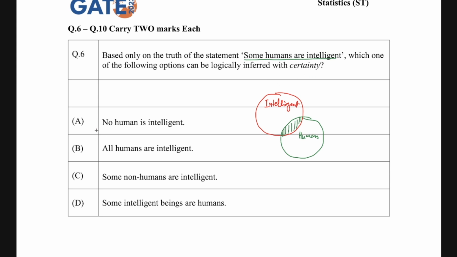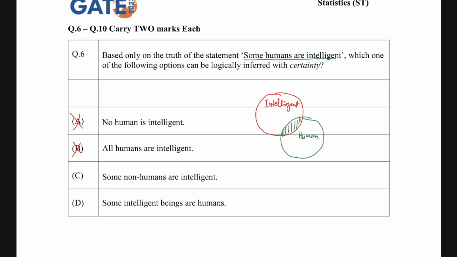So the first statement says that no human is intelligent. That's not going to be correct, because some humans are intelligent. Of course, some humans are falling within the intelligence. The first one you can say is logically incorrect. Second says, are all humans intelligent? No, all are not, because some are out of the intelligence box, so some are not intelligent as well.